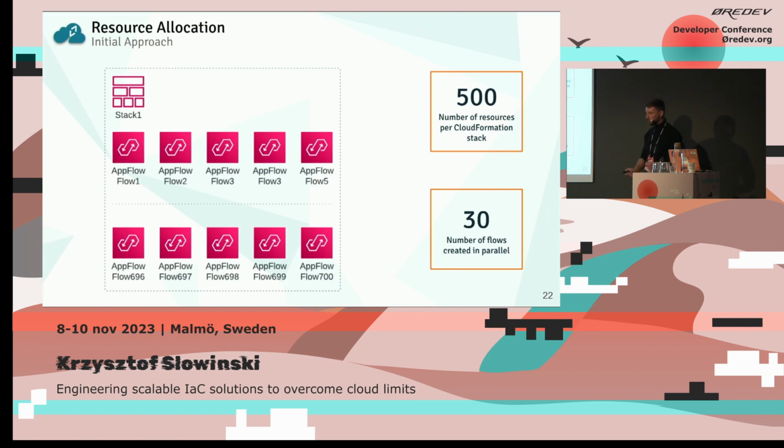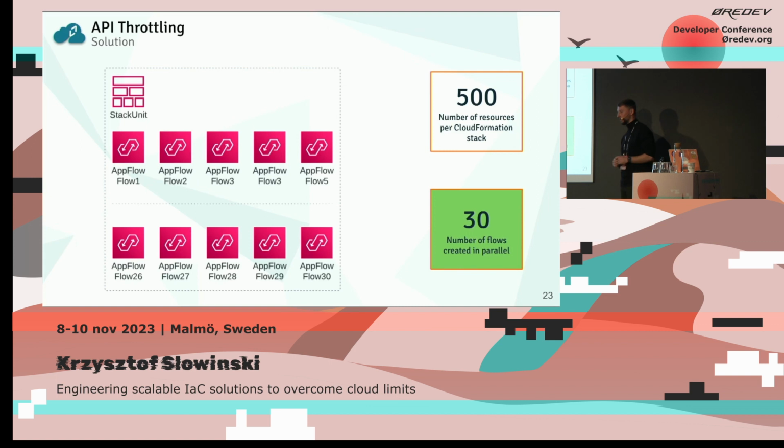So what we can do to overcome this limit of 30, the API limit of Upflow, is introduce the concept of a stack unit. And a stack unit then consists of 30 flows. So when we provision this stack, we will send up to 30 API calls to the Upflow service. But we still didn't solve the original problem, because we need to ingest these thousands of objects.